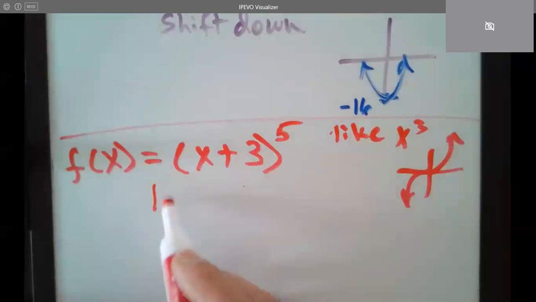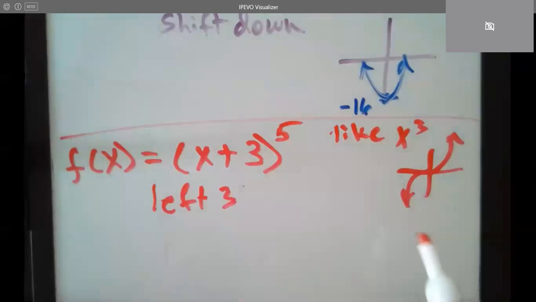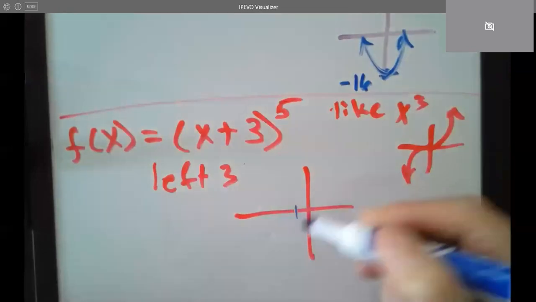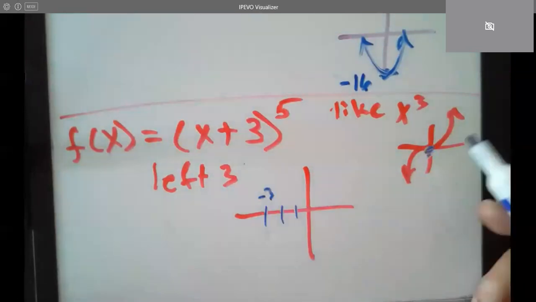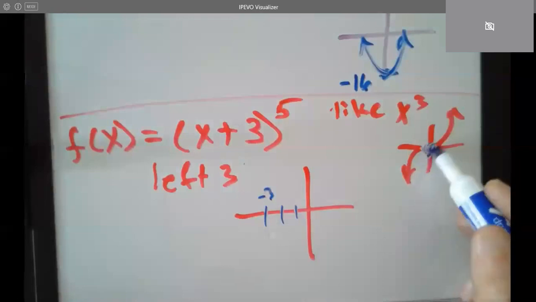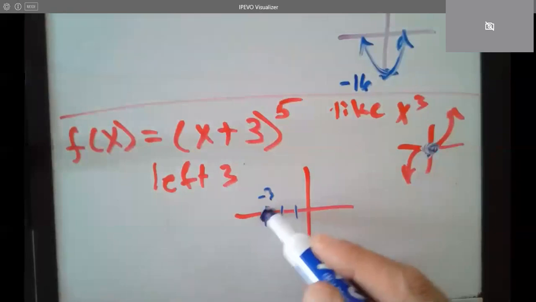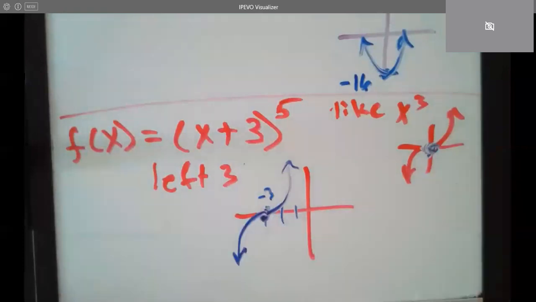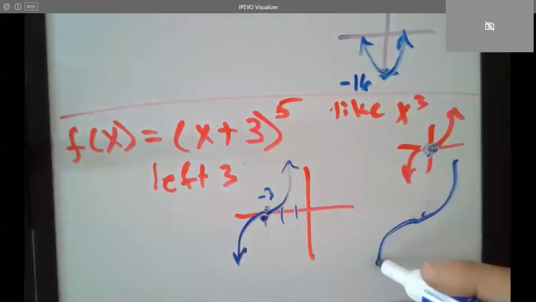Left, very good. Left. Left 3 spaces. Okay, so that means our graph shifted 1, 2, 3 spaces. So it's going to look like this graph here, but this point of inflection is now here at negative 3. So you start with that point and you go up to the right side, curve it down to the left. It's not linear, it's not like that. It's curved. Curved. Okay?